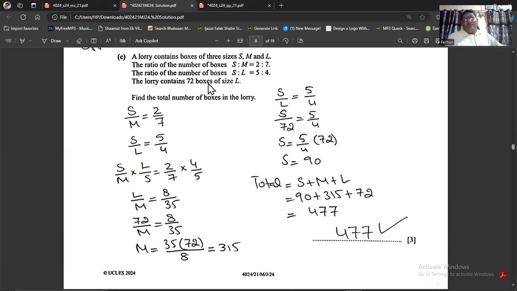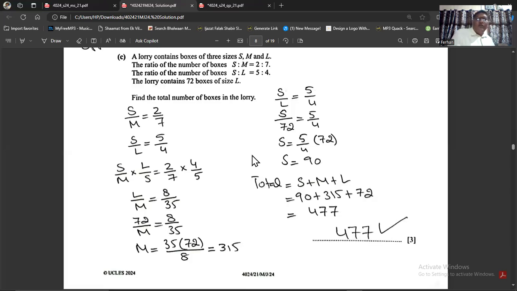Now the exact number of the large boxes is 72. So in the place of this l, I will put 72. From here, I will be able to find the exact value of the m. So the m will be equal to 35 multiplied by 72 divided by 8, and that will be 315. So the large boxes are 72, the medium sized boxes are 315. Now I will find the small boxes. s by l is equal to 5 by 4. The value of the l is given, that is 72. So s by 72 is equal to 5 by 4. So s will be equal to 5 by 4 multiplied by 72, so s will be equal to 90.